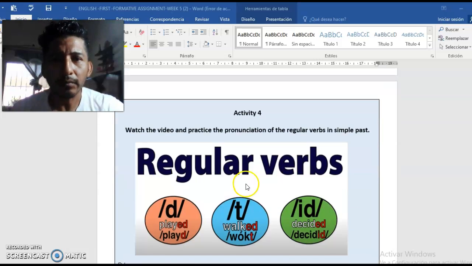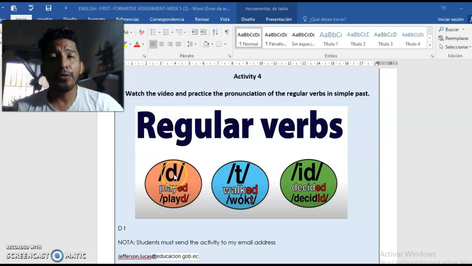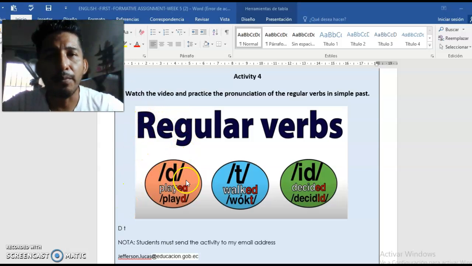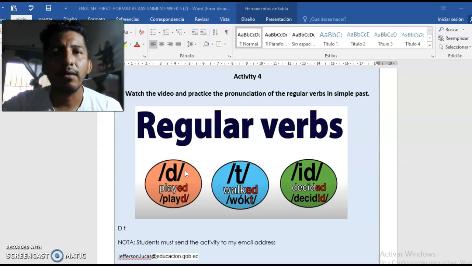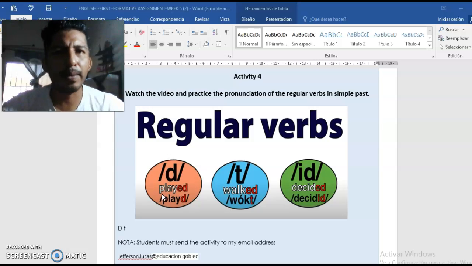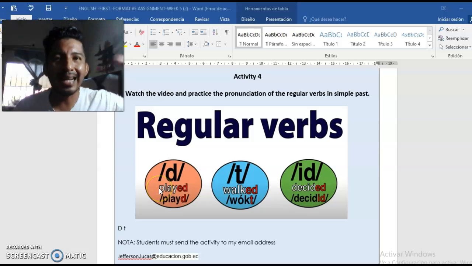In English pronunciation, we have three types of pronunciation, only for regular verbs in past simple. For example, we have a sound when to say in past. For example, played, played. Don't say "play it." That is incorrect. That is a mistake. Instead, it's played. Why? Let me show you.